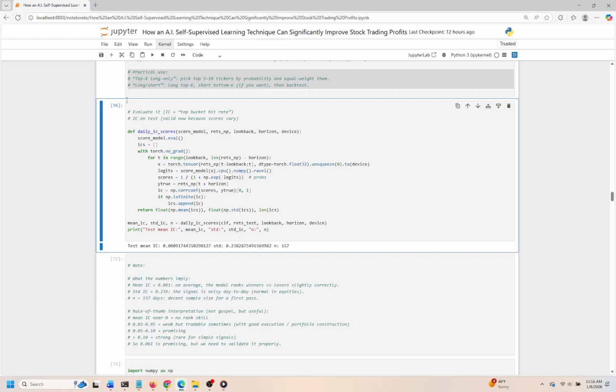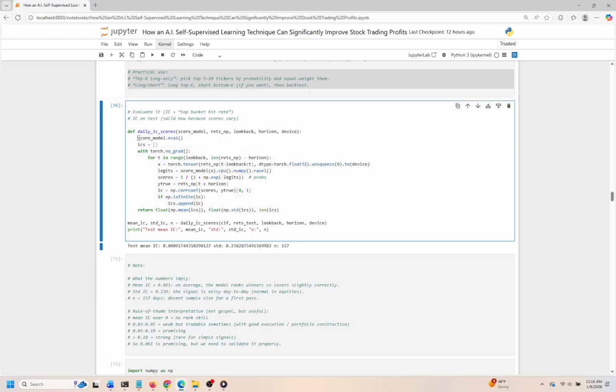The evaluation process starts with setting the model to evaluation mode, which is essential to ensure that it behaves properly during inference. This is followed by initializing an empty list to collect our IC calculations over time. Through a loop that runs from a specified look-back period to the end of our dataset minus the horizon, the function processes each time slice of data. For each slice, we create a tensor from the recent historical returns, which feeds into the model to generate predictions or logits. These logits are then transformed into probabilities using a sigmoid function, converting them into values between 0 and 1. The next step involves comparing these predicted scores against the true returns that are expected after the horizon.